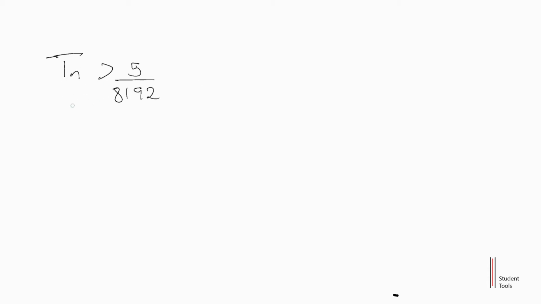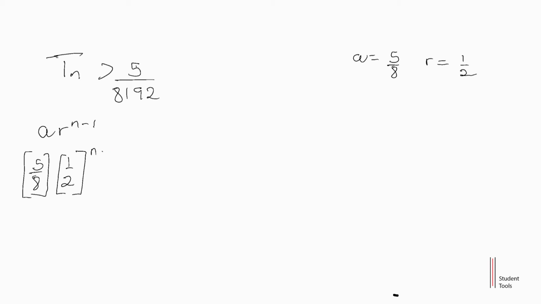of the sequence or series, and from question 2 we found that a is equal to 5/8, r is equal to 1/2. So in order to determine an equation of a geometric sequence, we have a formula which is a r to the n minus 1. So a is 5/8 and r is 1/2. So it is 5/8 multiplied by r, which is 1/2 to the power n minus 1.